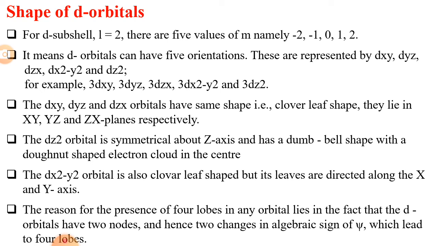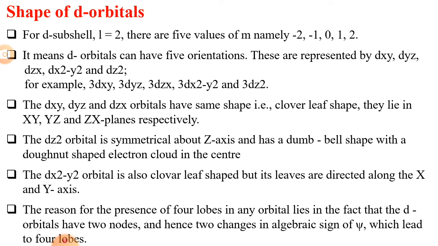The reason for the presence of 4 lobes in such an orbital lies in the fact that the d orbitals have 2 nodes, and hence 2 changes in algebraic sign of psi, that is the wave function, which leads to 4 lobes. These different orbitals essentially have different orientations.